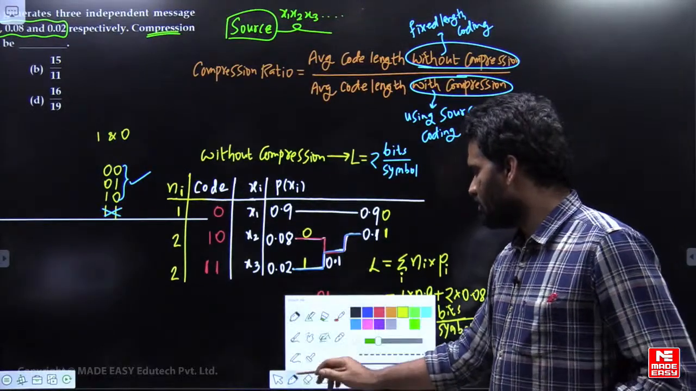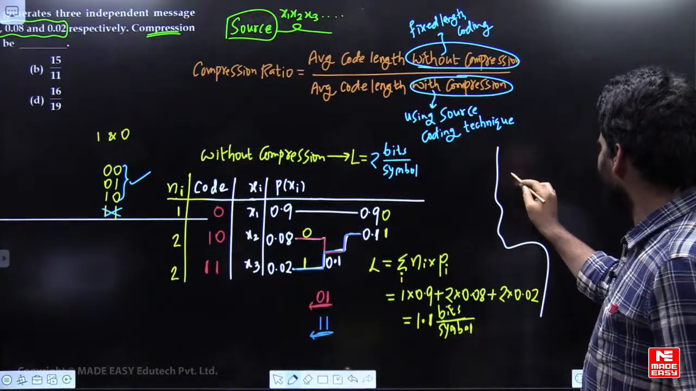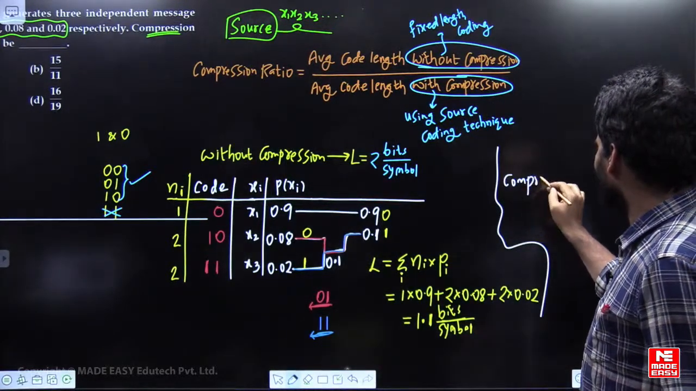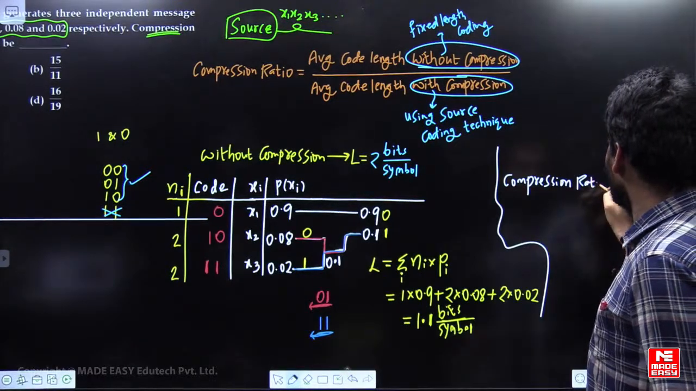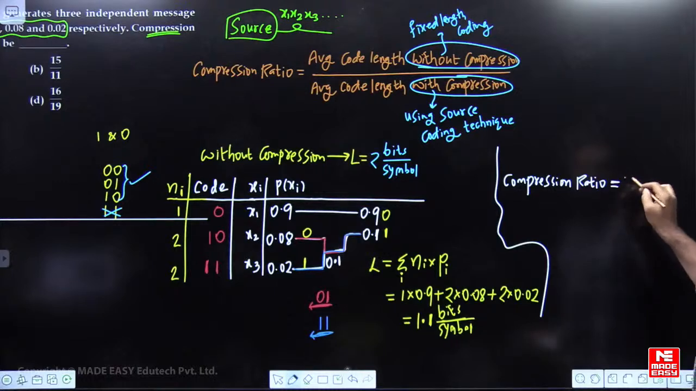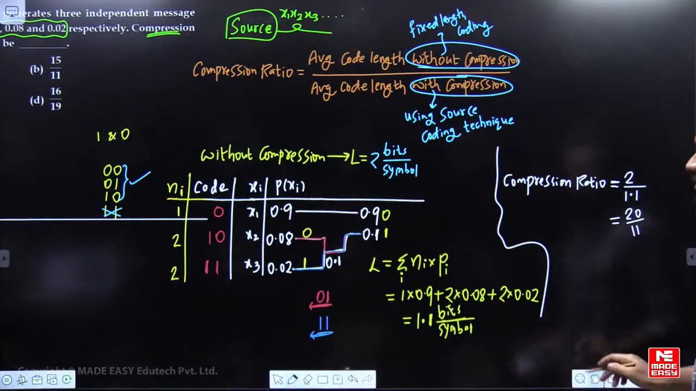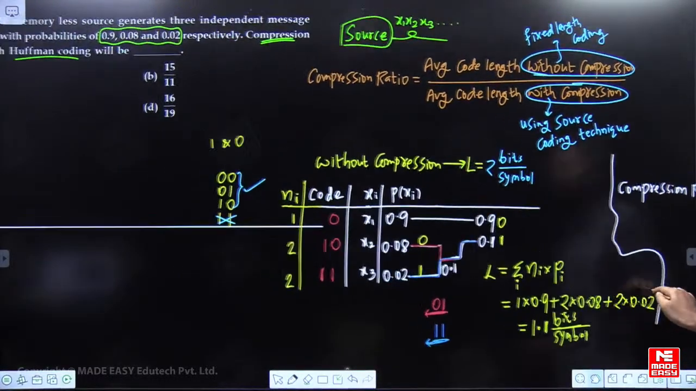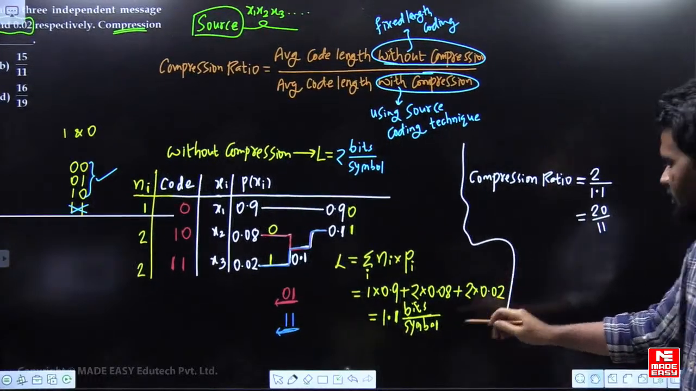It is something good. Then what is the compression ratio? Compression ratio is 2 upon 1.1, and I can say 20 upon 11. So which option is correct here? 20 upon 11. Option A is correct here.